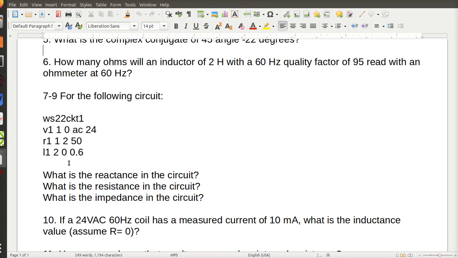You would have to take the 0.6 Henrys, run it through the inductive reactance formula, XL equals 2 pi FL, and use 60 hertz as the frequency to come up with a reactance. The resistance is 50, so the impedance of the circuit is 50 plus whatever the reactance value is, in ohms. But I was asked how you would simulate that in SPICE.